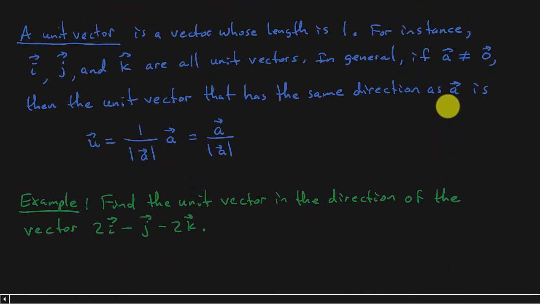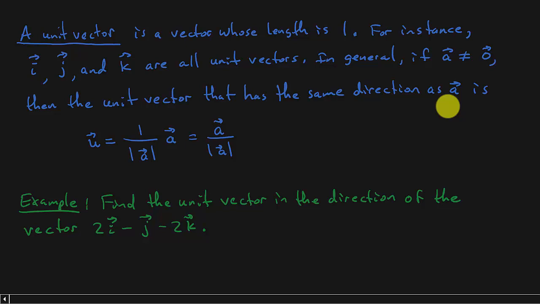All right, so moving right along. It says a unit vector is a vector whose length is 1. That's a unit vector. Its length is 1. For instance, i, j, and k are all unit vectors.